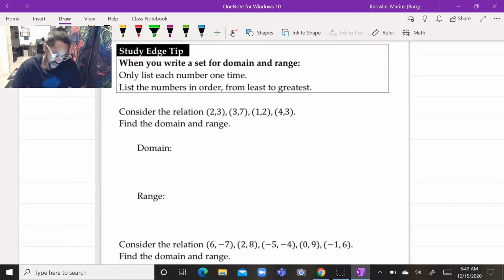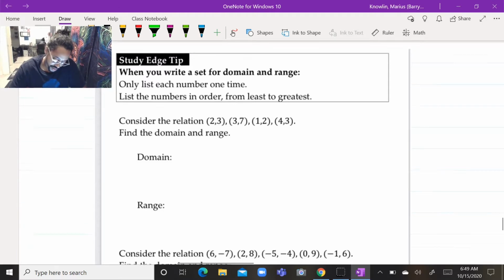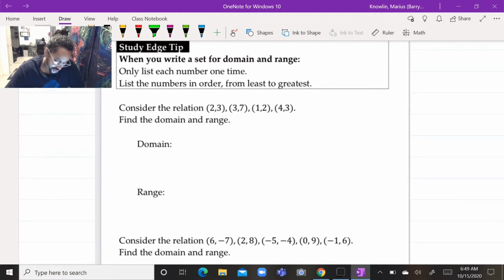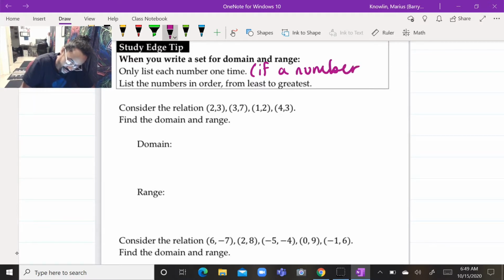Next, let's go ahead and take a look at how we really identify the domain and range. These first two examples are dealing with ordered pairs or sets of points, okay? And they gave us a little study tip here. It says when you write a set for a domain and range, only list each number one time. If a number repeats, you only list it once, and list all numbers in order from least to greatest.